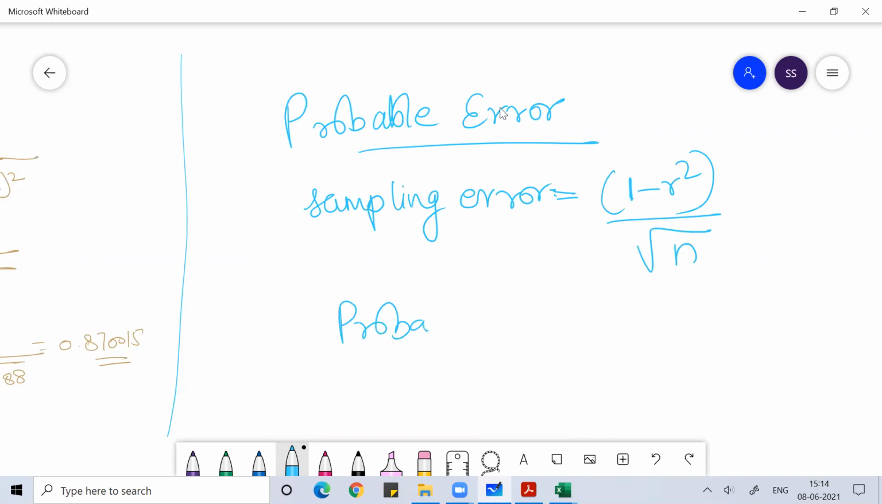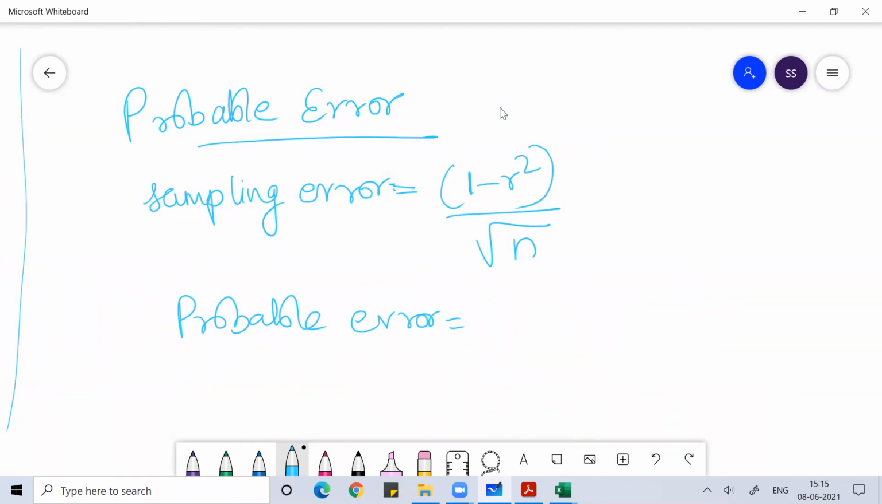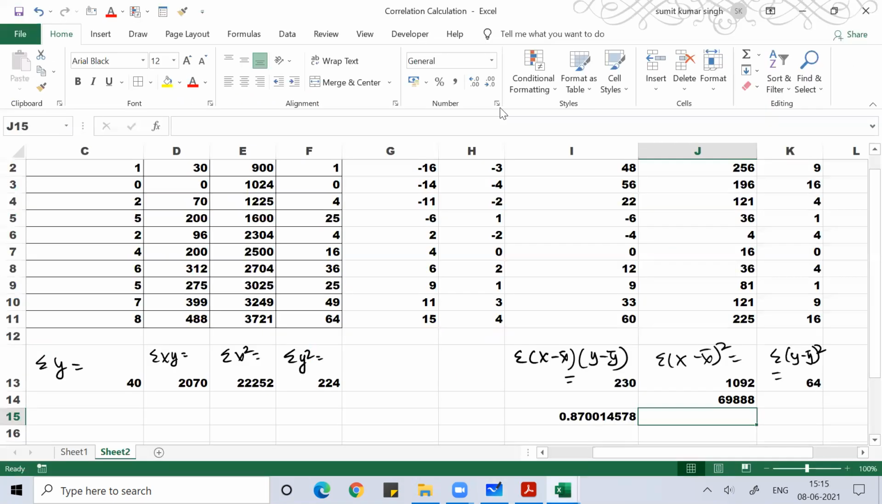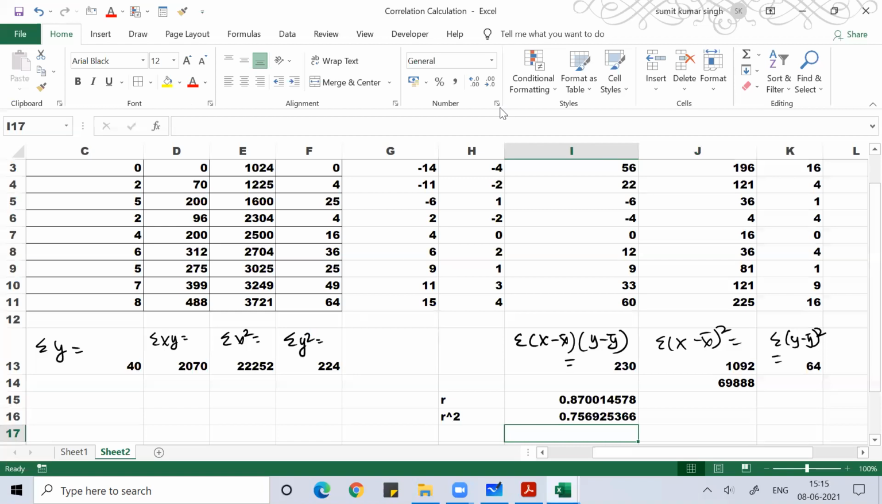Then the probable error formula, when we take into account the normal distribution, would be 0.6745 times (1 minus r square) by root n. So this is 0.6745 times (1 minus r square), where the r value you got already. So what is r square? This was your r value, correct, right? The coefficient of determination is r square. So do the squaring of this: 0.7569.